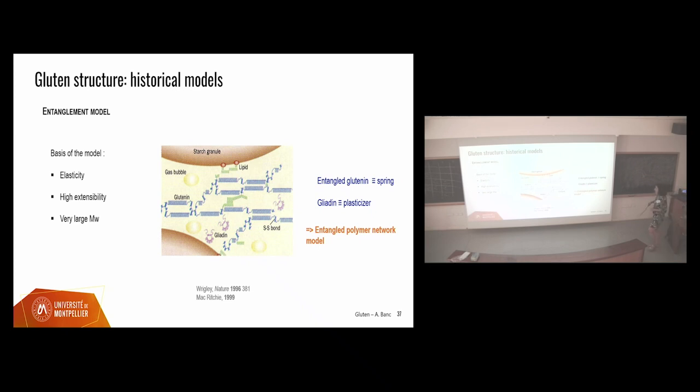First, in Nature, Wrigley proposed that gluten was an entangled polymer network. This model was proposed on the fact that gluten is elastic, it displays high extensibility, as I showed you previously, and we have very large polymers of glutenin. So they considered that we have a network of glutenin cross-linked by disulfide bonds, and gliadin would act as a plasticizer in the network.